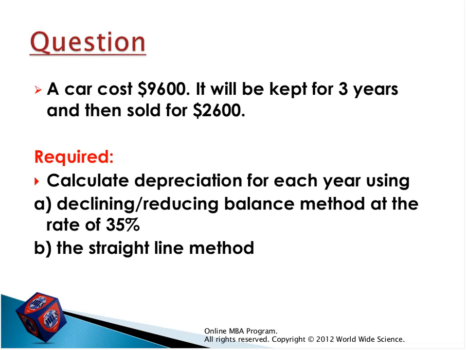But in the declining method, we just have to double the depreciation rate which is in the straight line. As I told you, there is actually no stated rate in the straight line method, but we assume that we take 100% divided by the useful life. Then you will get the depreciation rate for the declining method. You just have to follow the formula that I was giving you.